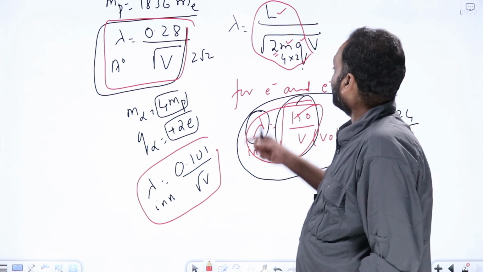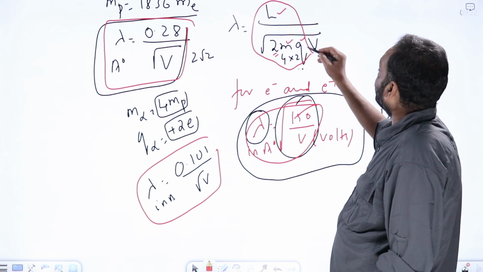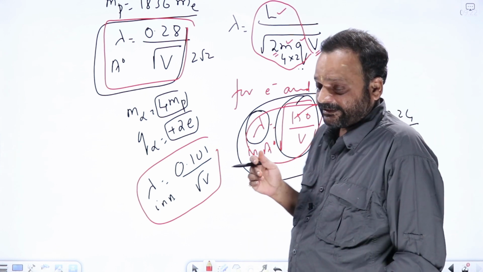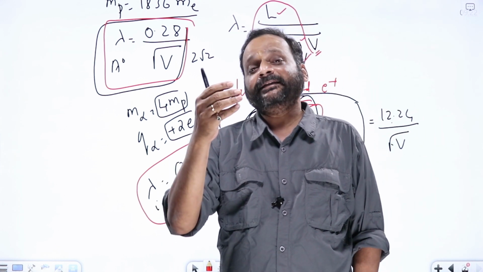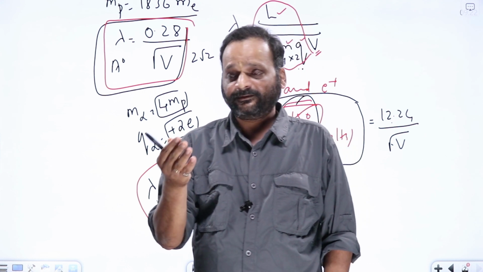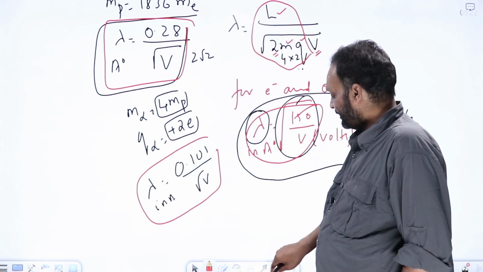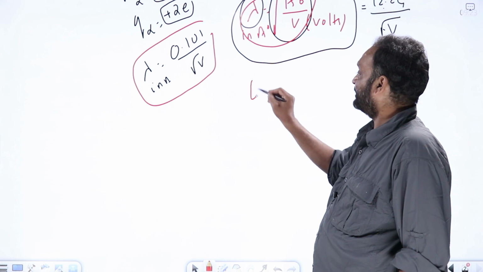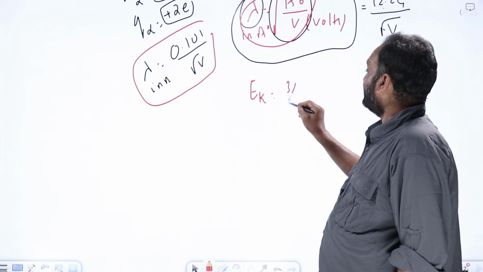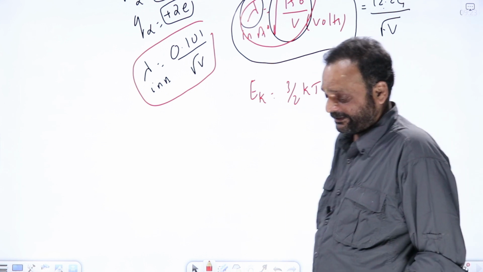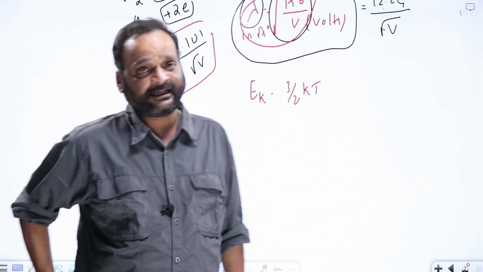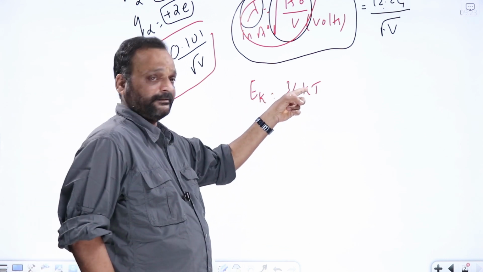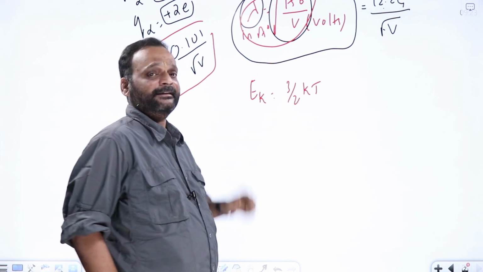Neutrons are neutral particles, so I cannot accelerate them because they do not have any charge. How to increase the kinetic energy of a neutron? Only by heating it. So whenever a neutron is heated to a temperature T, what is the kinetic energy of the neutron? Kinetic energy of the neutron, Ek, equals 3/2 kT. The average kinetic energy per particle per degree of freedom is 0.5 kT. A neutron has 3 degrees of freedom, so the average kinetic energy of a thermal neutron will be 3/2 kT. That is the kinetic energy formula.